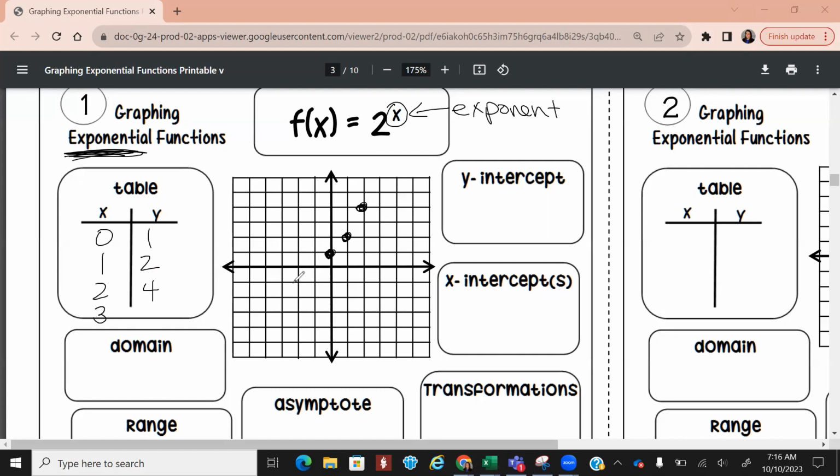Let's just say if we plugged in 3, what will we get? 2 to the third power. That's going to give me 2 times 2 times 2. What's 2 times 2 times 2? Not 6. 2 times 2 is 4, and 4 times 2 is 8. Does that make sense? Good. Now, when we connect these dots, we're going to have something that looks like this.